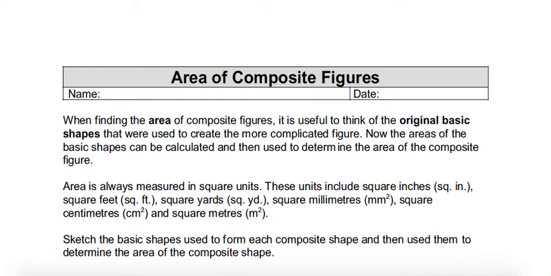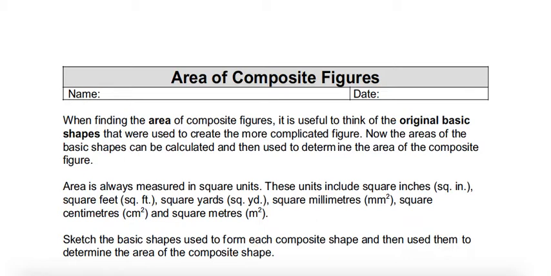The area of composite figures. When finding the area of composite figures, it is useful to think of the original basic shapes that were used to create the more complicated figure. So now the areas of the basic shapes can be calculated, and then we can use those to determine the area of the composite figure by adding those up.